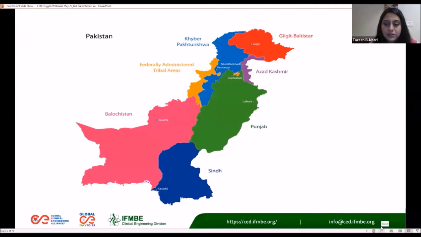To start my presentation, I've just added this map of Pakistan to make you understand that we have 5 provinces: Punjab, Sindh, Balochistan, KPK, and AJK. Balochistan is the largest province, but Punjab is the most populous province. Hence, it gets the highest budget as well. Next slide.